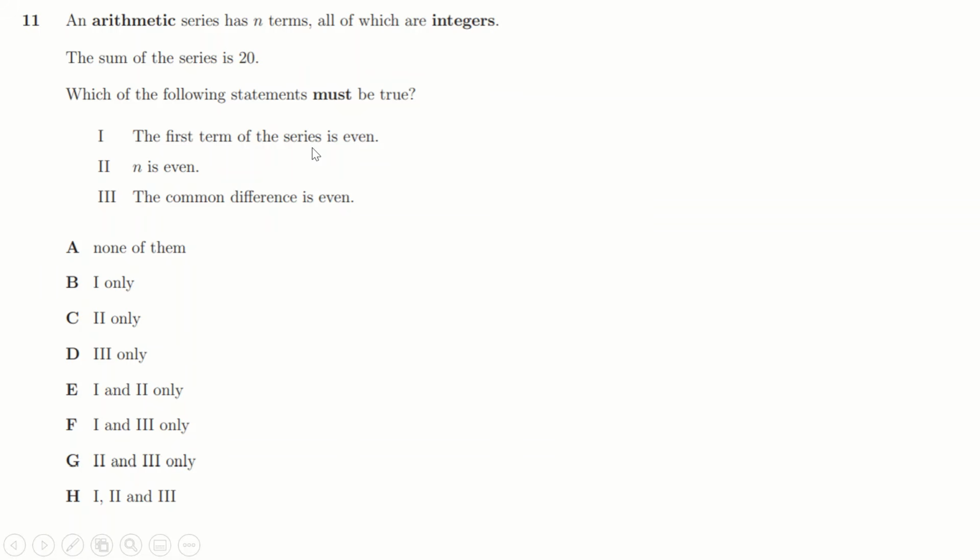Number 11, arithmetic sequence, all integers, the sum is 20 after n terms. Which of these must be true? Again, must be true. Let's just come up with counterexamples. The first term in the series is even. There's a counterexample. That's an arithmetic series, and don't even try pretending that it's not. That's an arithmetic series that has 4 terms, add up to 20, and the first term is not even. So this doesn't have to be true.